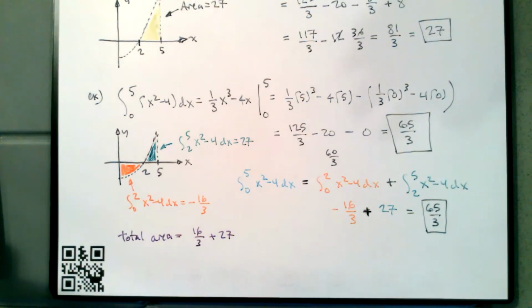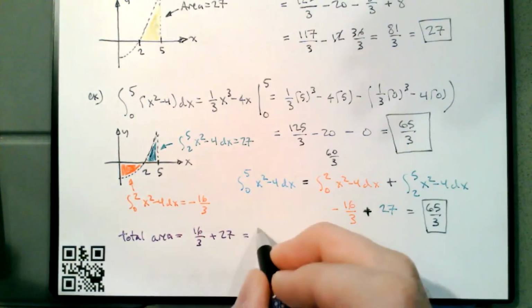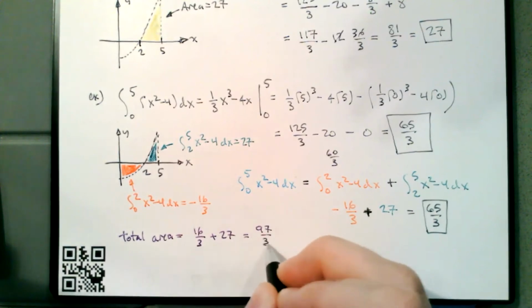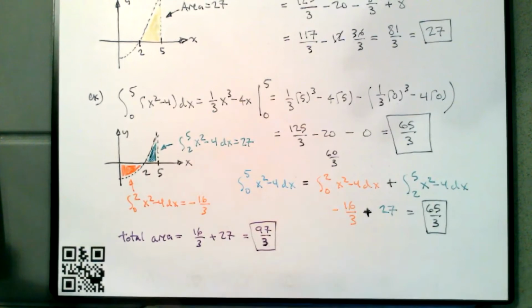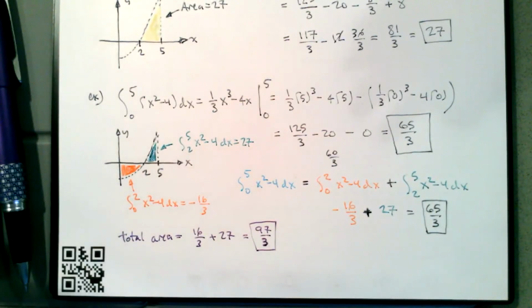So instead of subtracting, because the 16 is negative, I have 81 over 3 plus 16 over 3 for a total of 97 over 3. So 97 over 3 is the total area, but the definite integral gives 65 over 3 because it's counting the 16 over 3 area as negative because that area is below the x-axis.